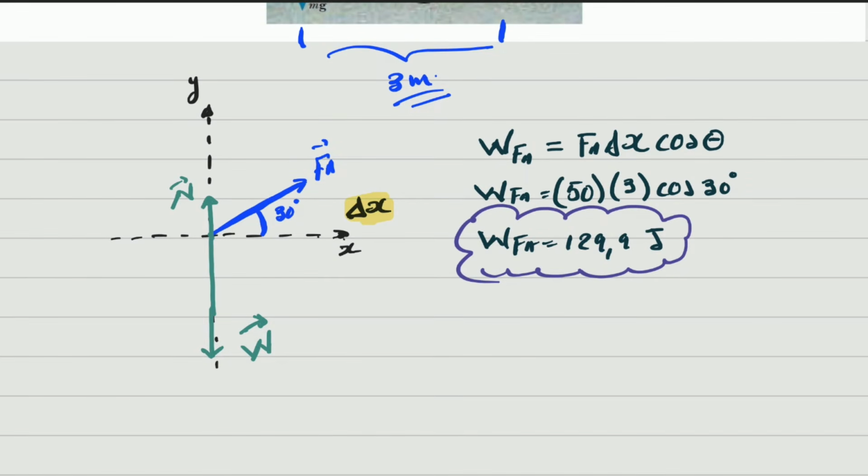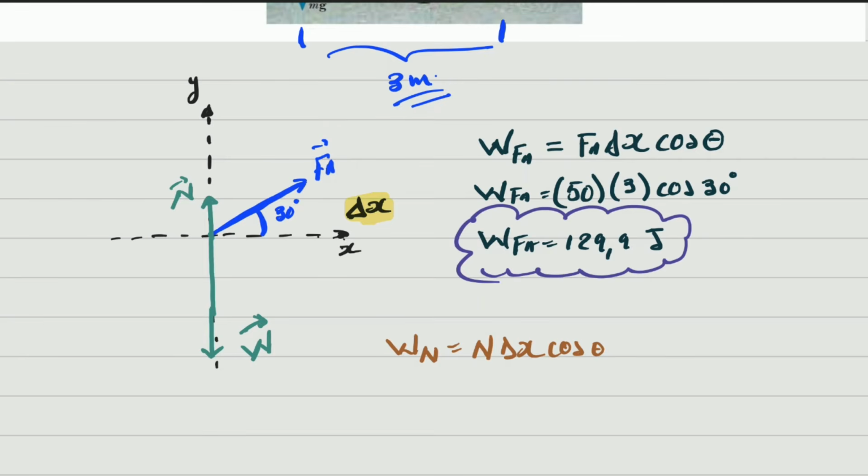But now that we are here, let's quickly attempt to calculate the work done by the normal force and the work done by the weight. So the work done by the normal force is equal to the product of the normal force multiplied by the displacement multiplied by the cosine of theta.